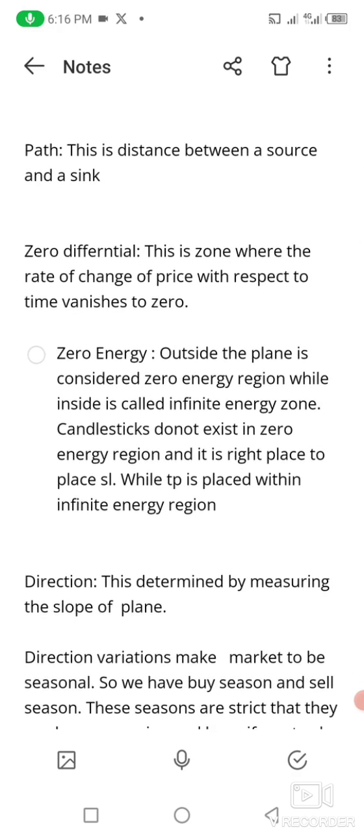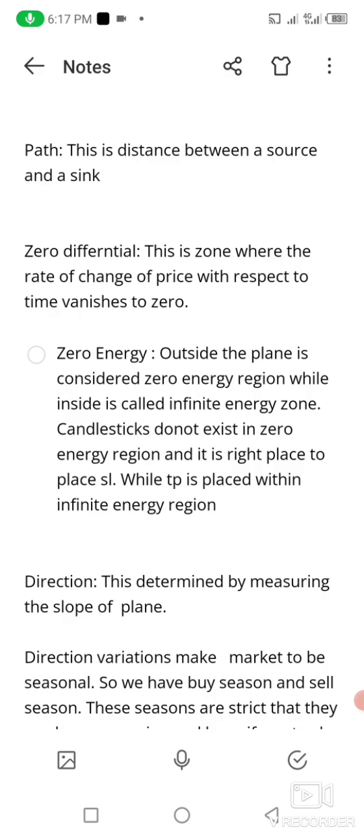Zero differential: this is the zone where the rate of change of price with respect to time vanishes to zero. So most trend lines, like unbreakable trend lines, are zero differential elements. Resistance or support are zero differential elements. Turning points are zero differential elements, because the rate of change of price at those regions is actually zero.